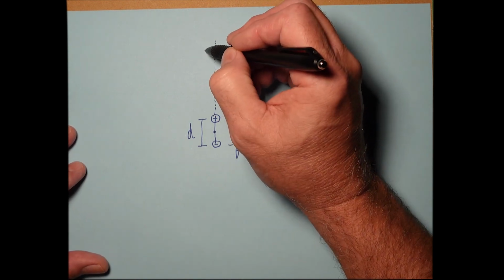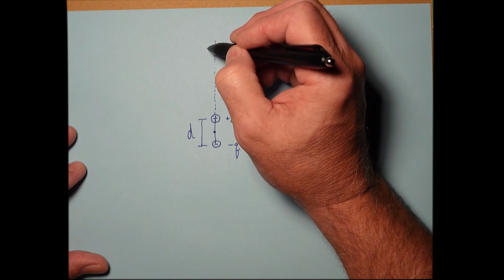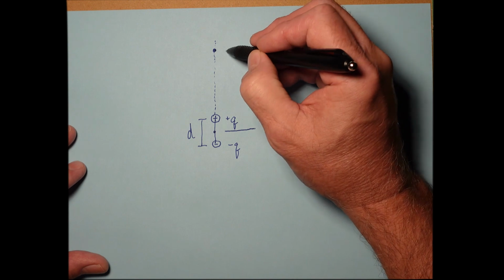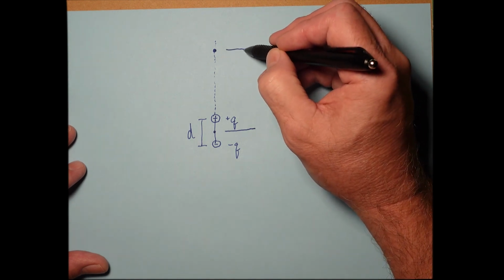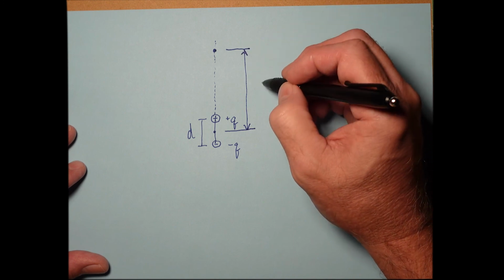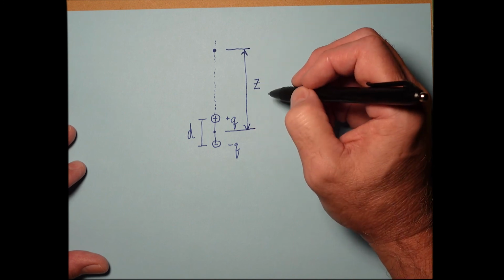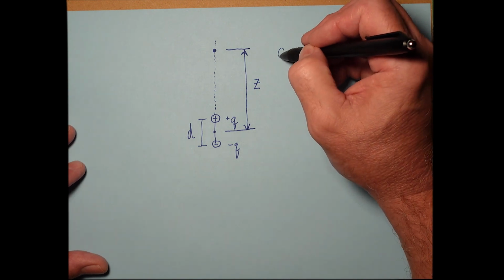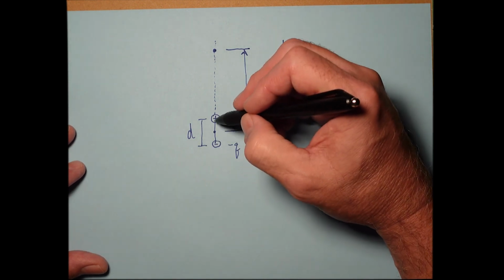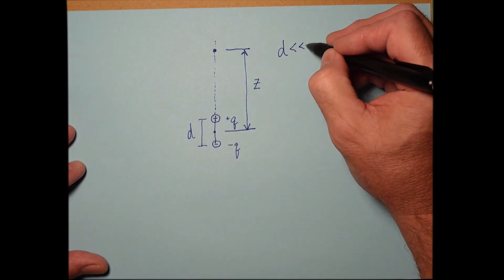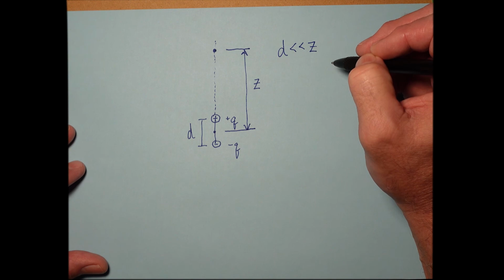Well, this distance then from, let's say, from the center here to the point itself, that distance there, let's call that distance z. Now we're going to make an assumption here. We're going to assume that d, this distance between the portions of the dipole, is much, much less than z.